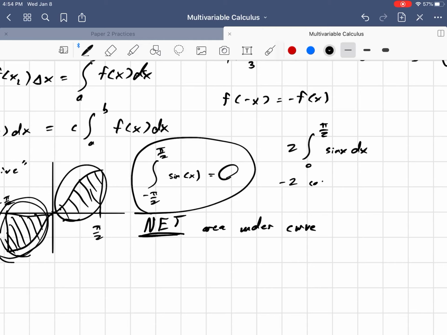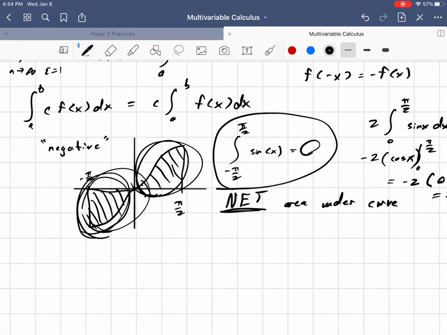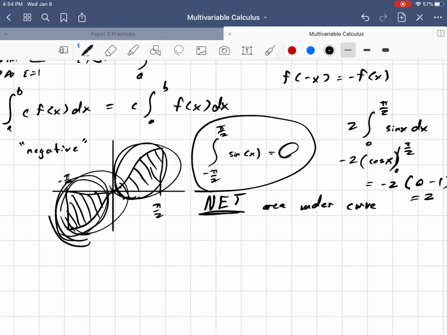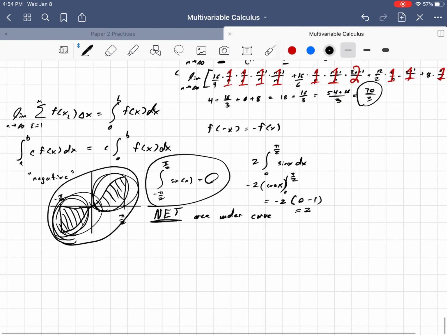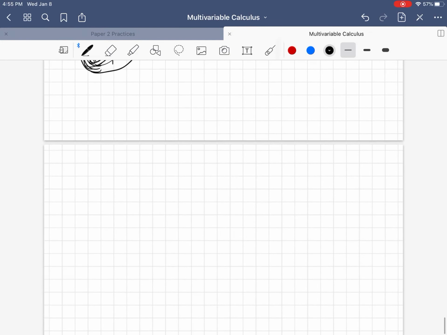And from there, we know how to evaluate that. The integral of sine x is negative cosine x, going from 0 to pi over 2. We can just evaluate the cosine of x and not keep the negative 2 up front. We get negative 2 times the quantity cosine of pi over 2, which is 0, minus 1. So that's negative 2 times negative 1, or 2. So the total area, this area plus this area, is 2. But the net area from here to here is 0. It's an important distinction to make, and I don't think the textbook makes that distinction either.